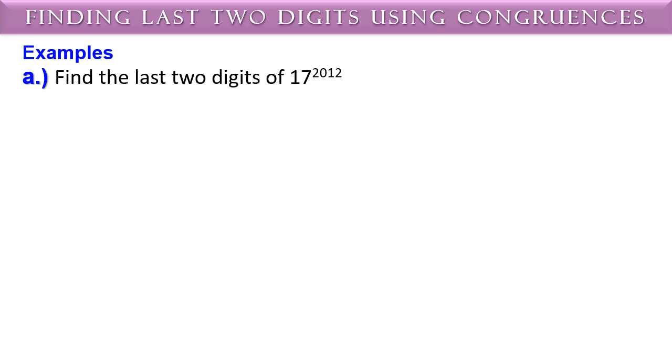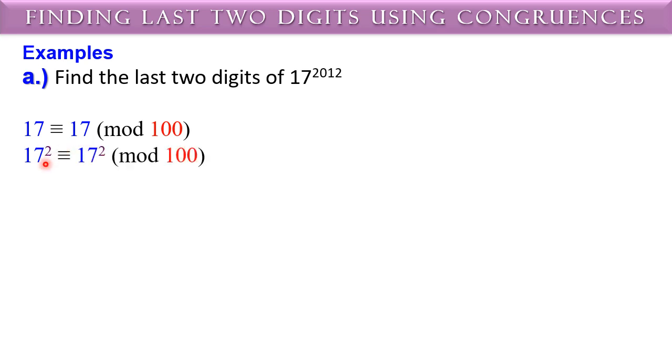Same goes here, we need to determine a cycle of base 17 modulo 100 until we get a remainder whose ones digit is 1. To start with, we have 17 is congruent to 17 modulo 100. Since the ones digit of the remainder is not 1, we need to proceed with the power of 2. 17 raised to 2 is congruent to 17 raised to 2 modulo 100. 17 raised to 2 can be expressed as 289. Hence, we have 17 squared is congruent to 89 modulo 100.